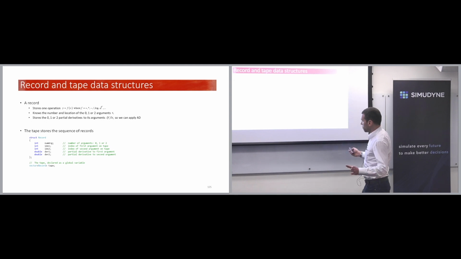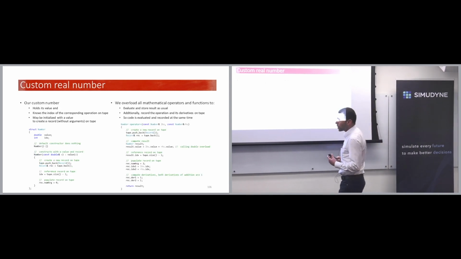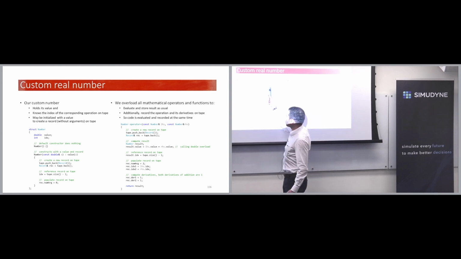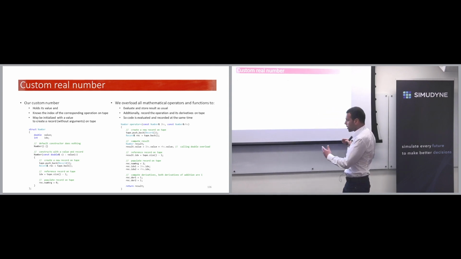So that's it. We have our tape object to hold the evaluation graph. Now we need to develop our custom number. What our custom number type does, well, it needs to store its value. It needs to know what number it stores. And it needs also to know the index of a corresponding operation on tape. It needs to know for each variable when it was last calculated to what operation does it correspond on tape.